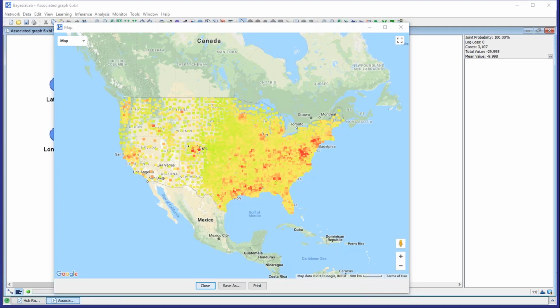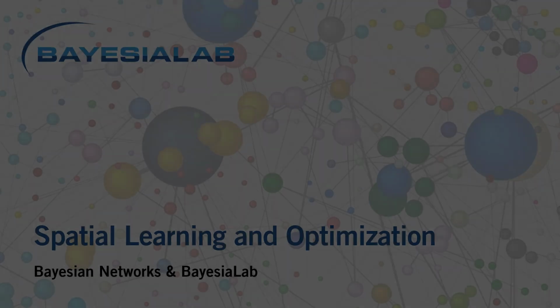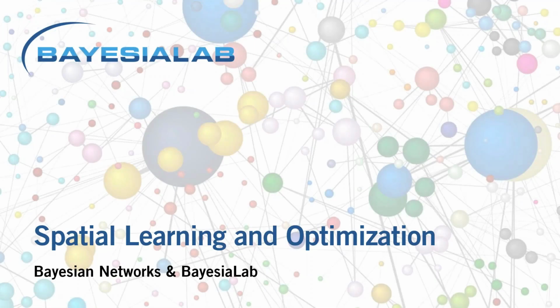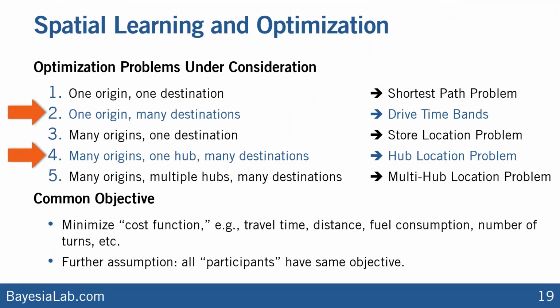Let me switch back to PowerPoint. Okay, let's now look at some real problems, or some interesting problems. When we talk about optimization problems or spatial optimizations, there are different classes of problems. So here is a bit of an overview, and let's start with the simplest one.